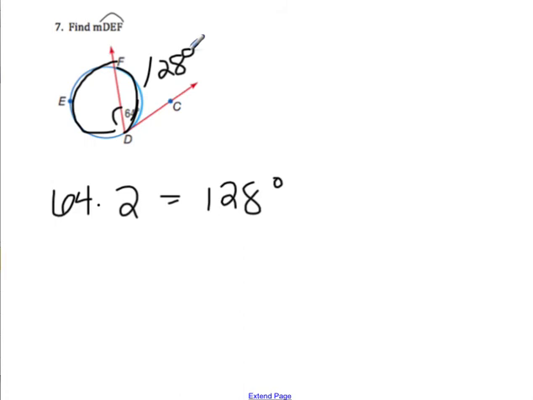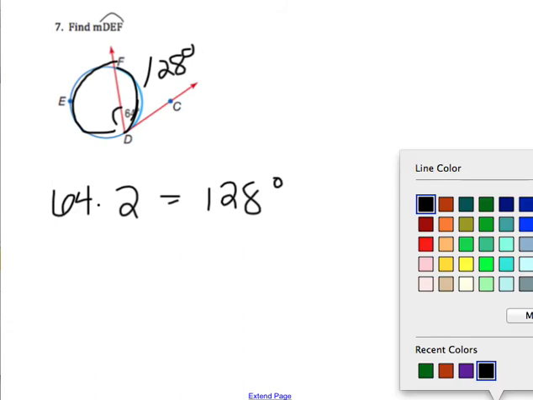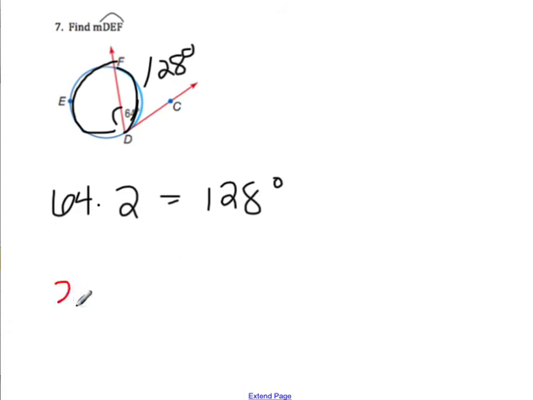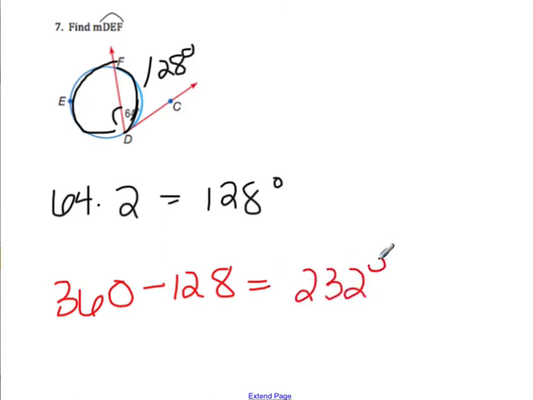Unfortunately, that's not the arc we want to know. We want to know the arc length of that larger arc. Well, thankfully, we know that circles add up to 360 degrees. So we can take 360 and subtract the arc length that isn't included. So we're going to take 360 and subtract off 128. And when you do that, you get 232 degrees as your final answer for number 7.